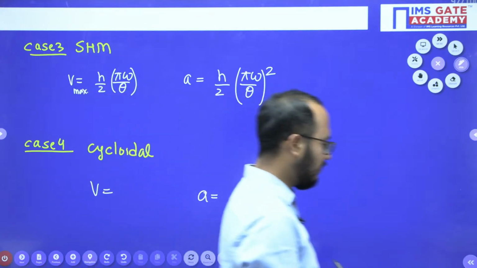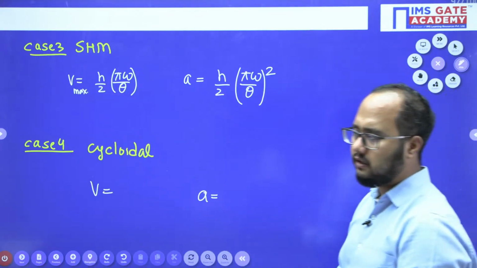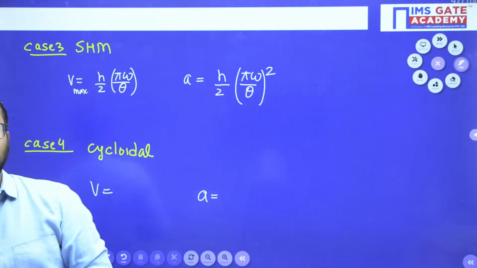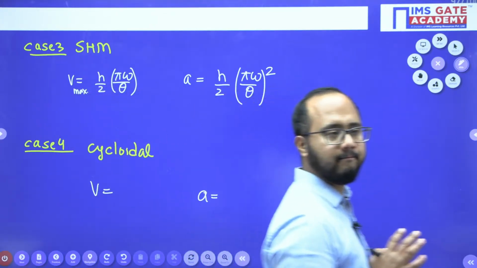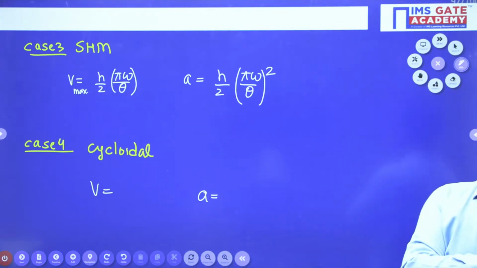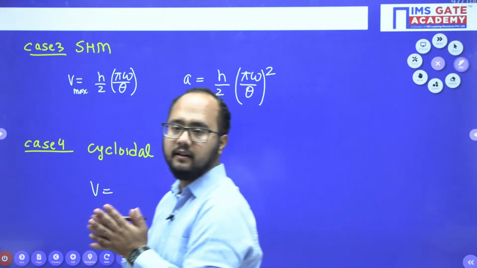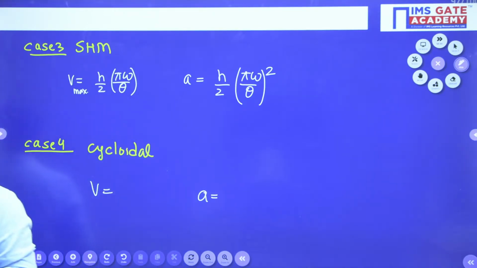Right, everyone? Now, last case, cycloidal. Actually, what is cycloid motion? Can you tell me what is cycloid motion? A locus of a point on the circle which is rolling on a horizontal line. Right? Locus of a point on a circle which is rolling on a line. Okay, that locus will be nothing but the cycloid.